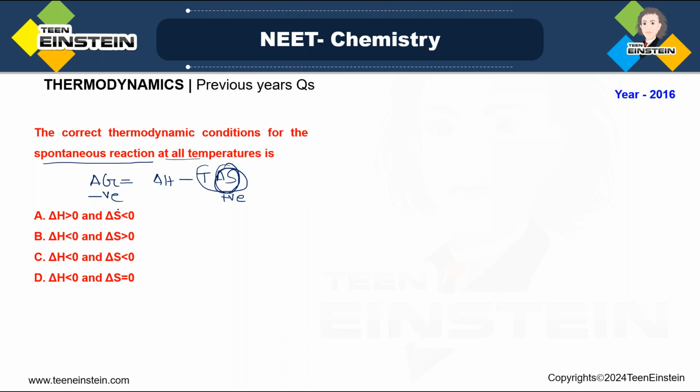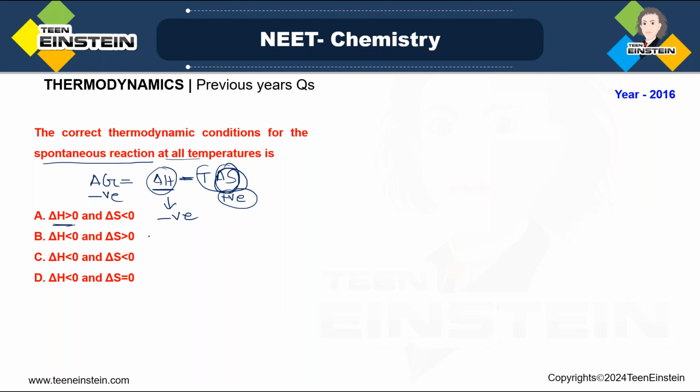Now, if you want del G to be negative, the whole quantity should be negative, right? So maximum what you can say, del H has to be negative, and del S has to be positive. But if del S is negative, then negative will be positive, and in that case, del G may not be negative. Maybe negative, that depends on del H numerical value. But we'll see one by one what these options are saying.